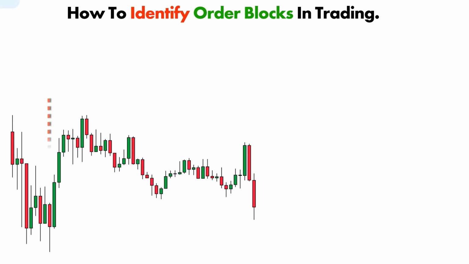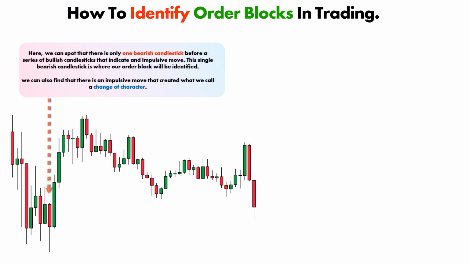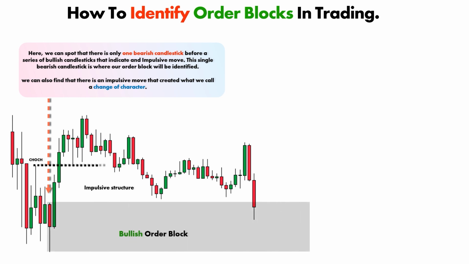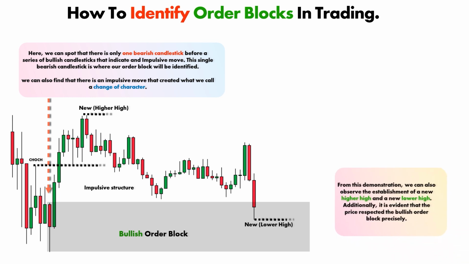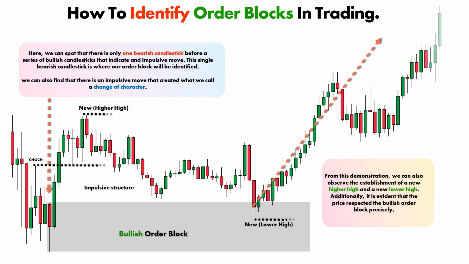Here, we can spot that there is only one bearish candlestick before a series of bullish candlesticks that indicate an impulsive move. This single bearish candlestick is where our order block will be identified. We can also find that there is an impulsive move that created what we call a change of character. From this demonstration, we can also observe the establishment of a new higher high and a new lower high. Additionally, it is evident that the price respected the bullish order block precisely.